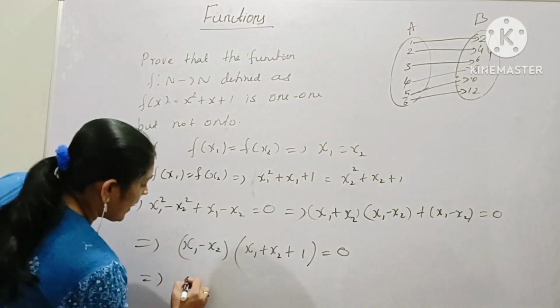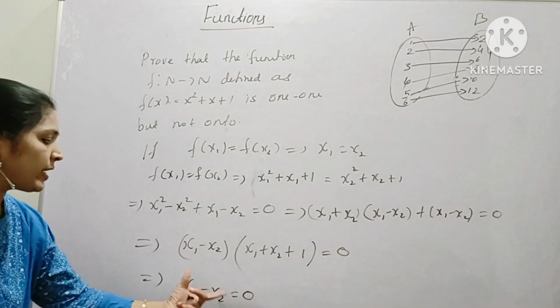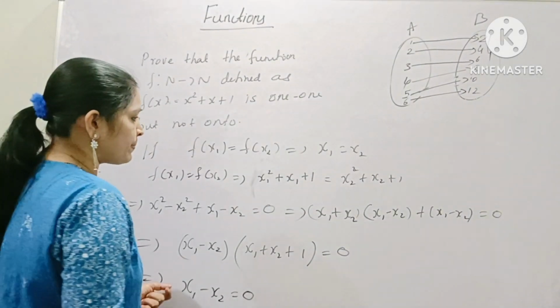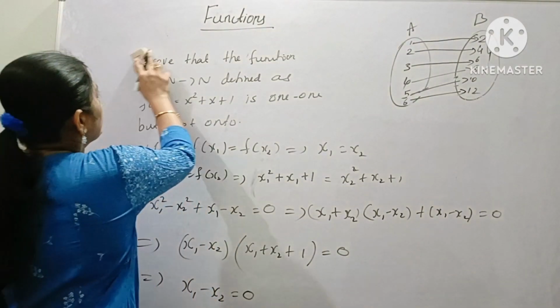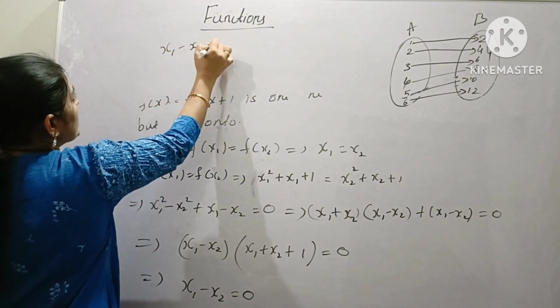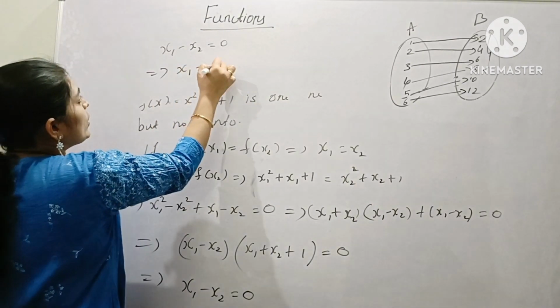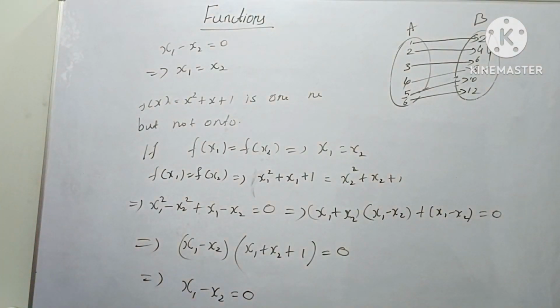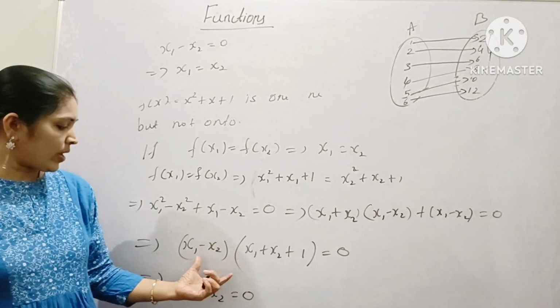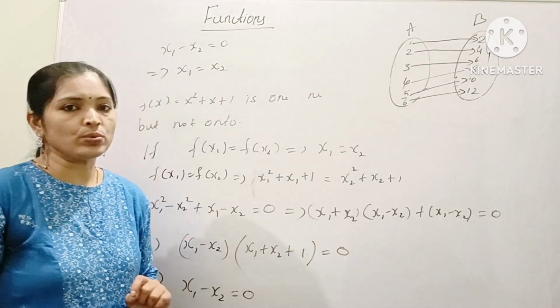So here x1 minus x2 is equal to 0. This implies x1 minus x2 is equal to 0. That implies x1 is equal to x2. Okay. We have got this one, x1 minus x2 into x1 plus x2 plus 1 is equal to 0.